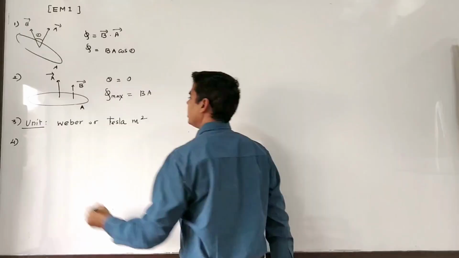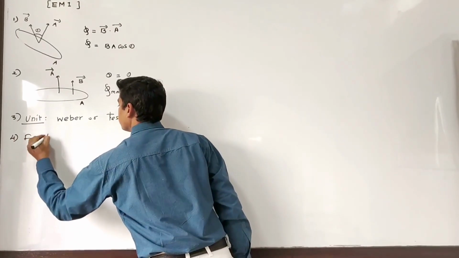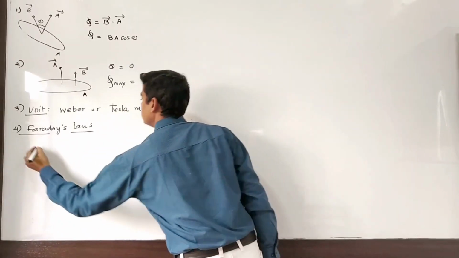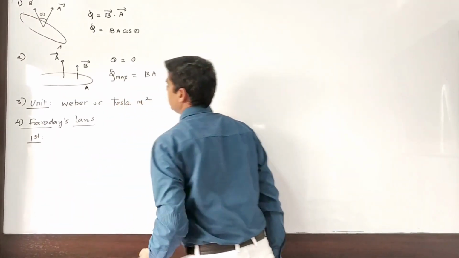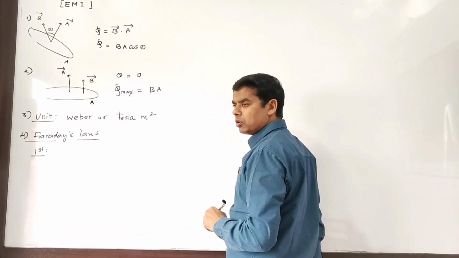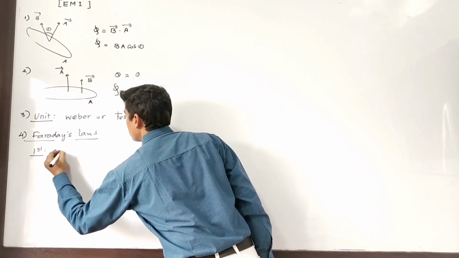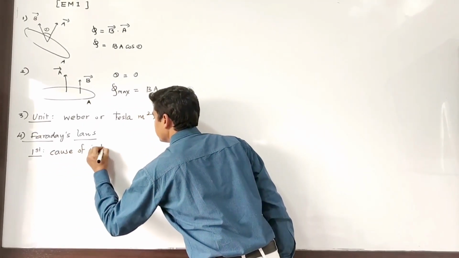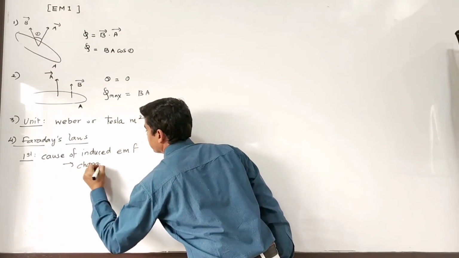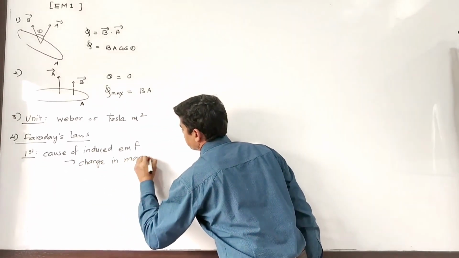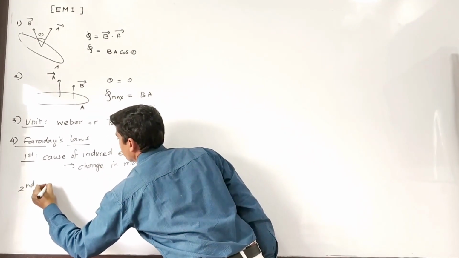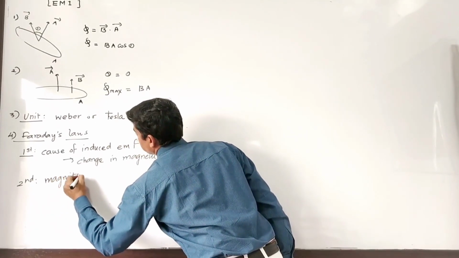Then we have observed Faraday's law of electromagnetic induction. According to Faraday's laws of electromagnetic induction, according to first law, whenever there is a change in magnetic flux associated with the coil, an EMF is induced in the coil. That is, Faraday's first law gives the cause of induced EMF. इस वजह से होता है change in magnetic flux. Second law gives magnitude of induced EMF.